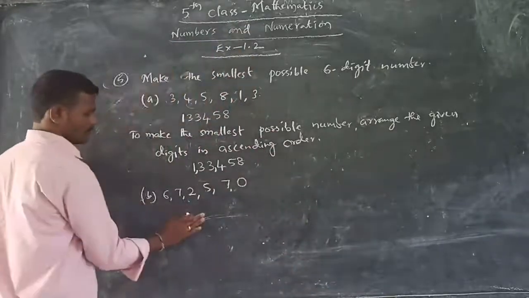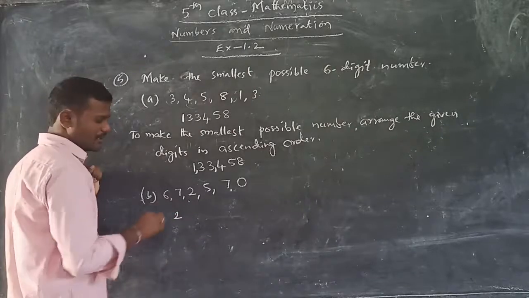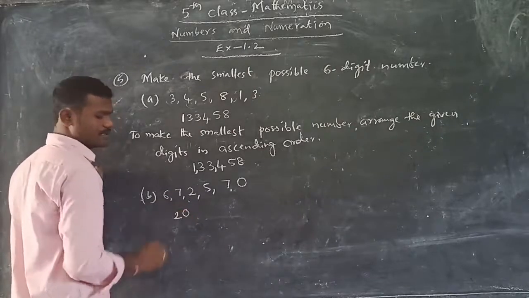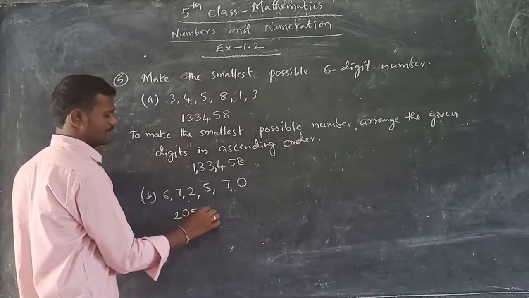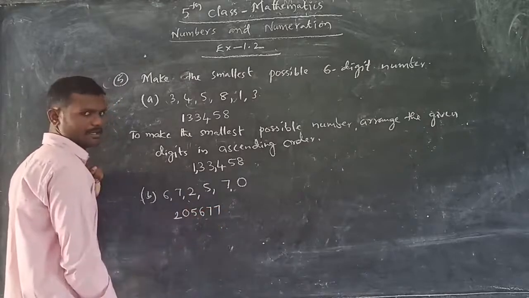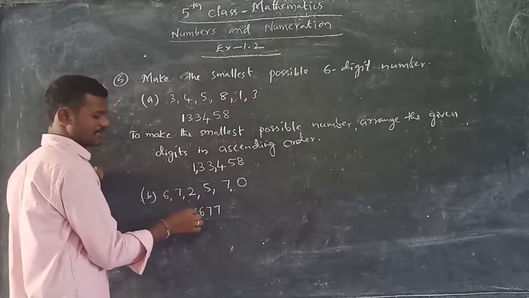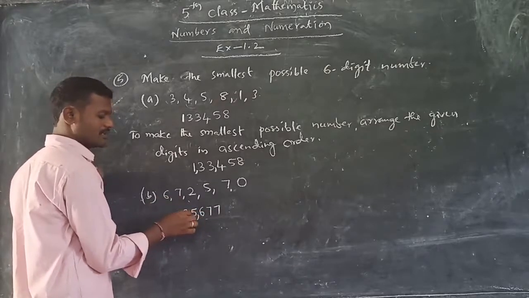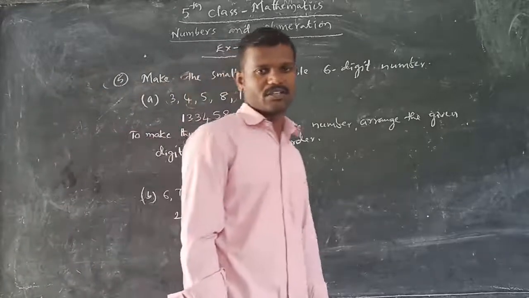Okay. What is the first one? 2 you have to write. And after 2 what do you have to write? A 0. Next the remaining same: 5, 6, 7, 7. Now it is a 6 digit number. Write the commas. After 3 digits, next after 2 digits. This is the smallest possible number.